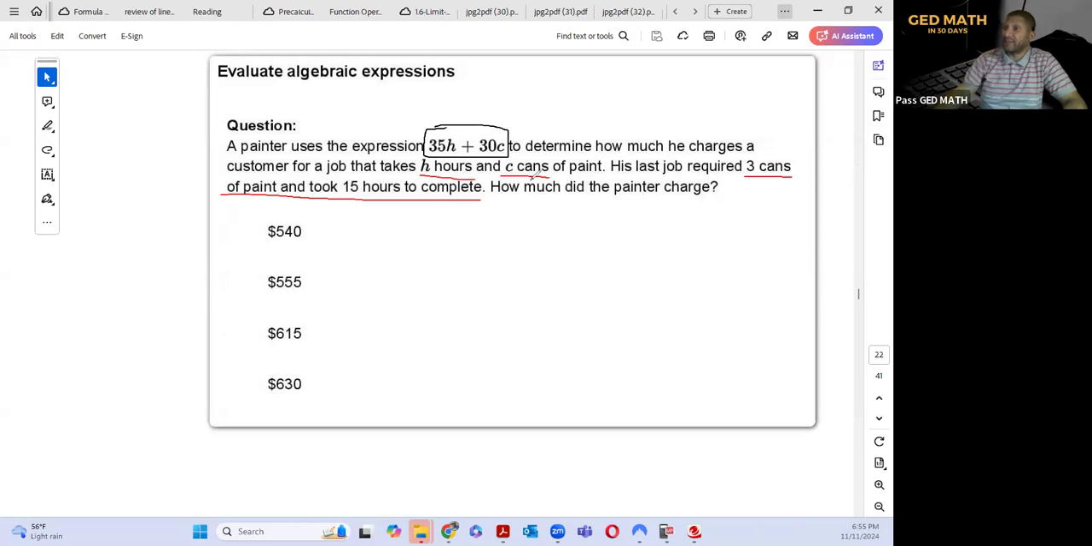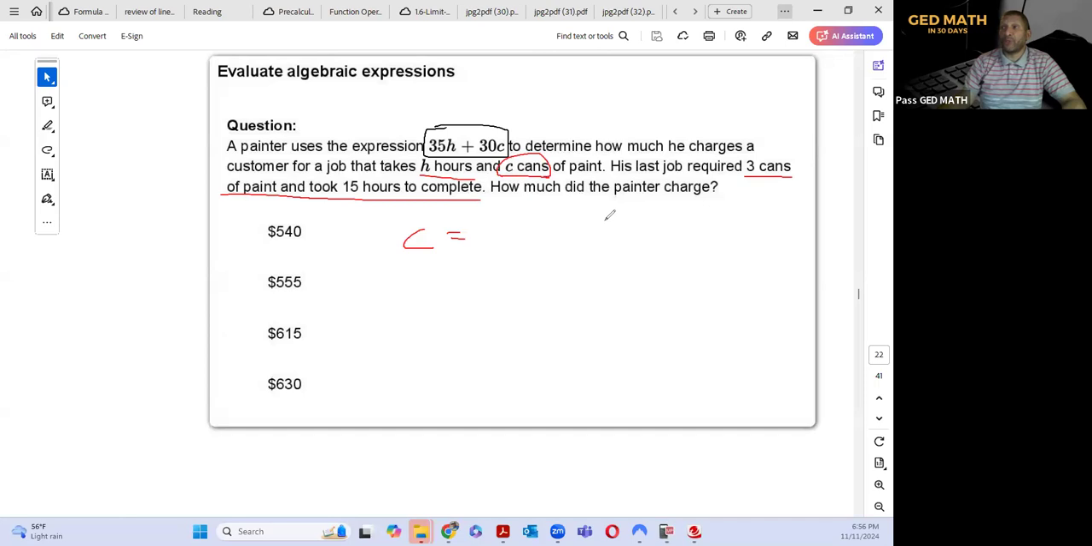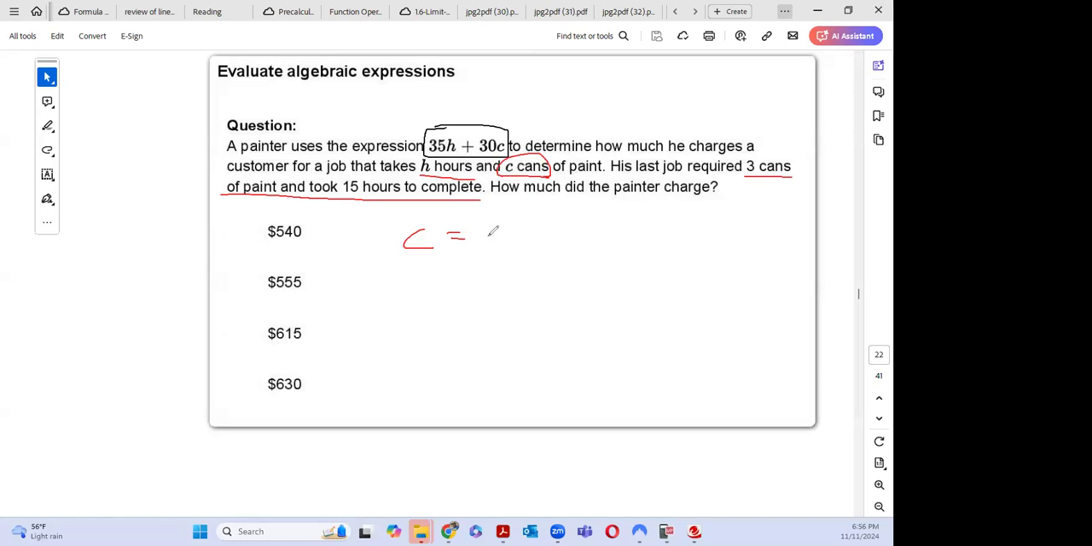Do we know what C is? Yes, we do. They gave it to us. His last job required 3 cans of paint and took 15 hours. Do we know the number of cans that he used? Do we know what C is? 3. Do we know what H is?